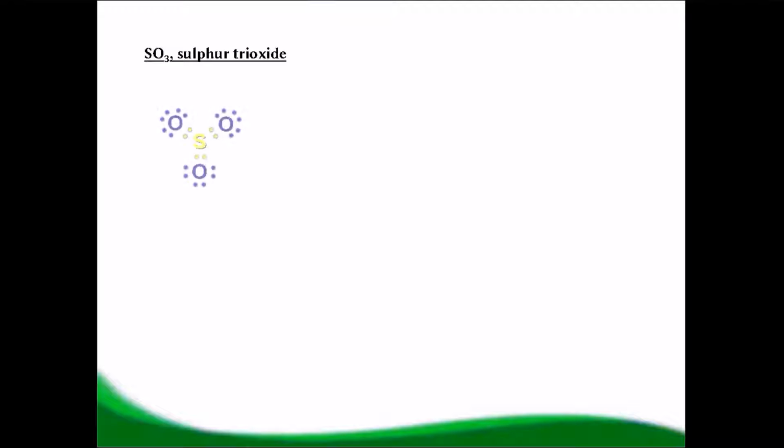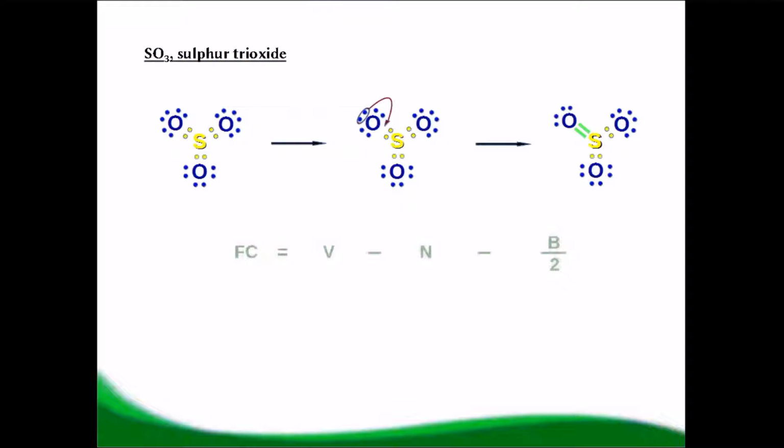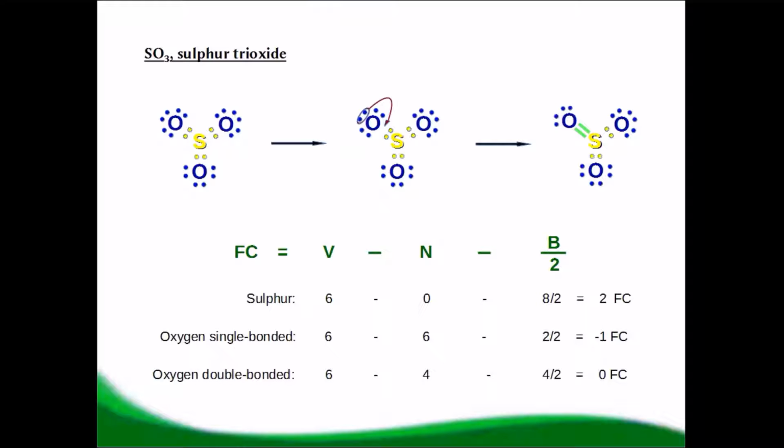If we draw the Lewis structure for sulfur trioxide, we start like this. Realizing that sulfur is electron deficient, we can arrange the molecule in this way, pulling an electron pair from oxygen in between oxygen and sulfur, thus creating a double bond. The proposed structure looks then like this, satisfying the octet rule. Calculating formal charges gives for sulfur 6 valence electrons minus 0 non-bonding minus 8 bonding electrons gives a formal charge of +2. For the single bonded oxygens we have a formal charge of -1. And for the double bonded oxygens we arrive at a formal charge of 0.